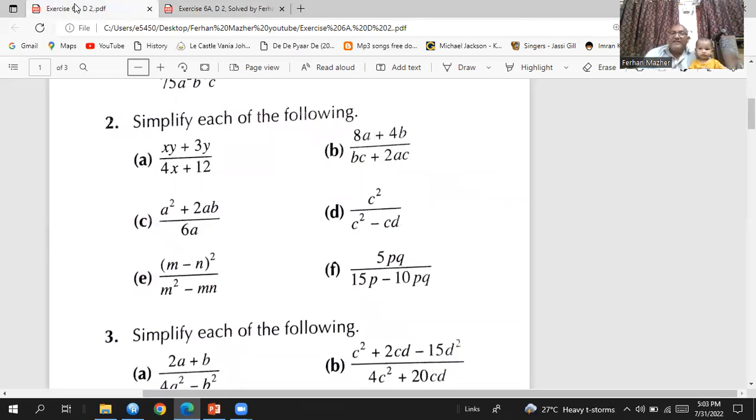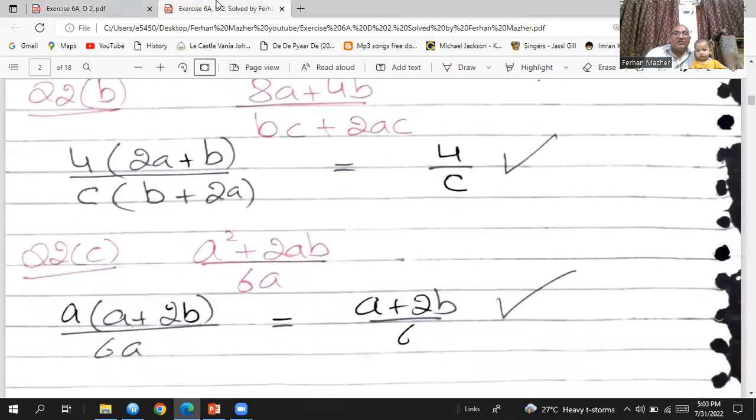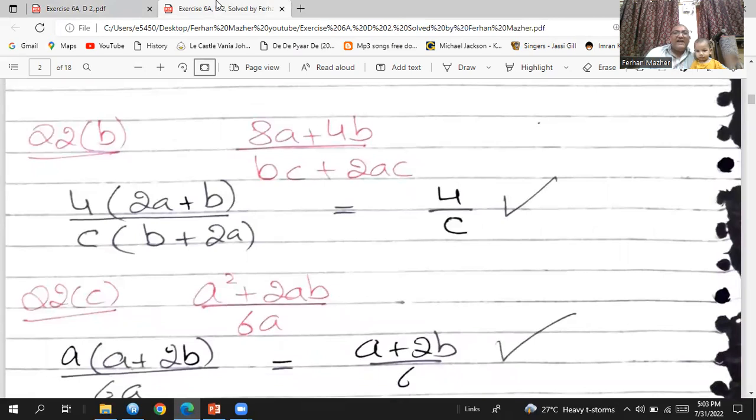We will factorize the numerator. We will also factorize the denominator, and then we will see if the simplification can be done or not. Okay. So in the numerator we have 8a plus 4b. So the 4 will be common. So in the bracket you are left with the 2a plus b.